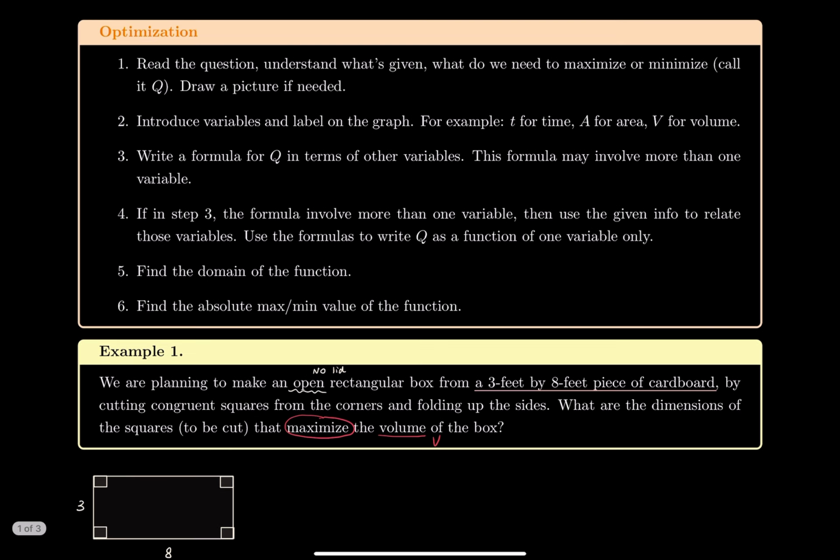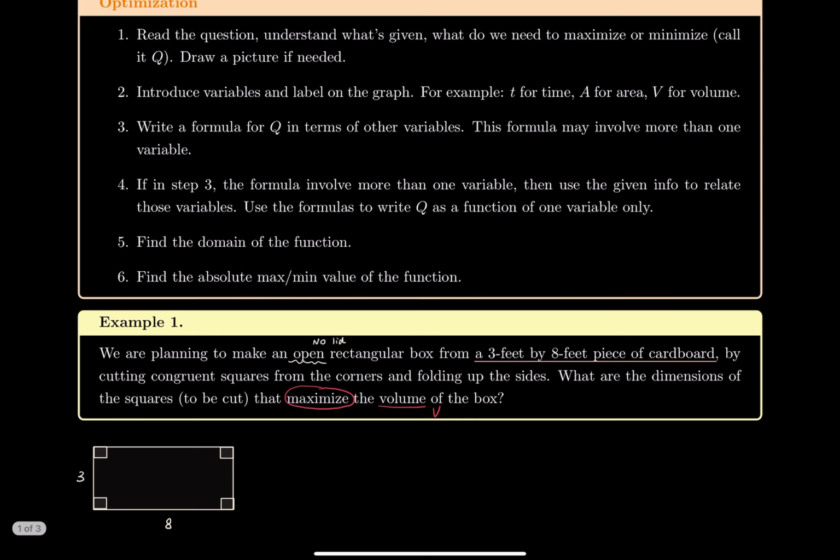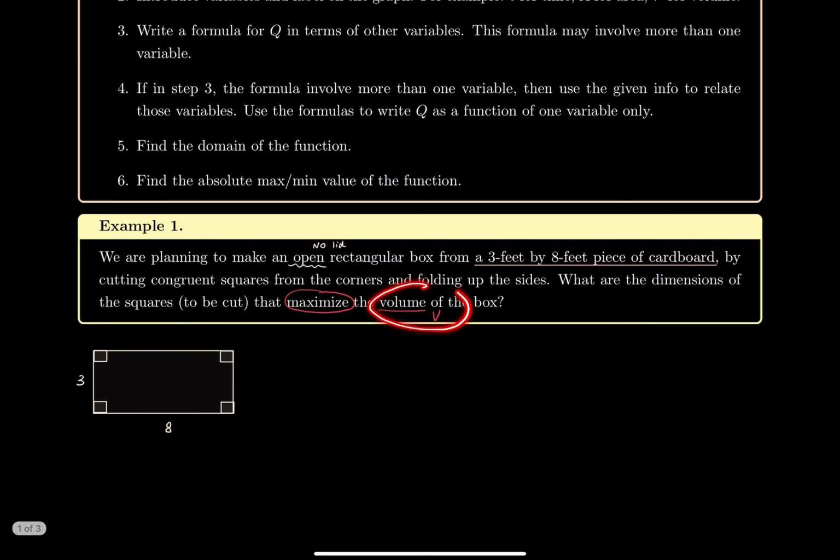Alright, so let's check what I did. I read the question. I understand what's given to me. I know that this is given to me. And I understand I need to maximize the volume of the box. And I draw a picture. Now I need to introduce variables. As I said, I'm just going to call volume V. And the other thing I need is the dimension of the square. So let's call the side length of the square x, for example. So now I've introduced two variables.